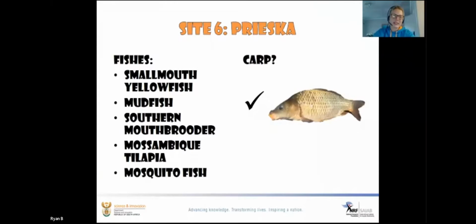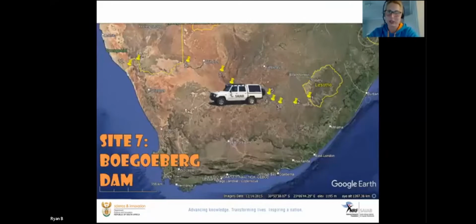So we continue. As we're in the Northern Cape, the species list has changed a little. We've added the Mozambique tilapia and mosquito fish, but the carp are still there.